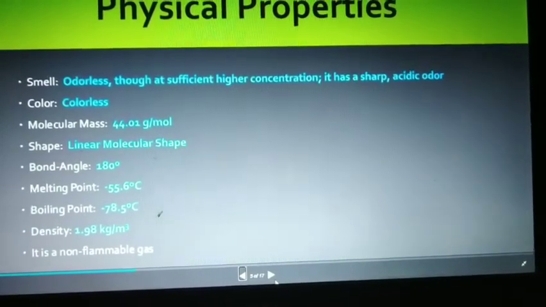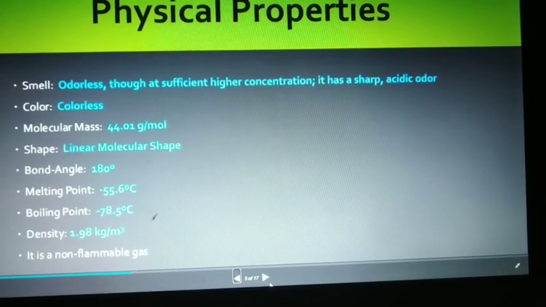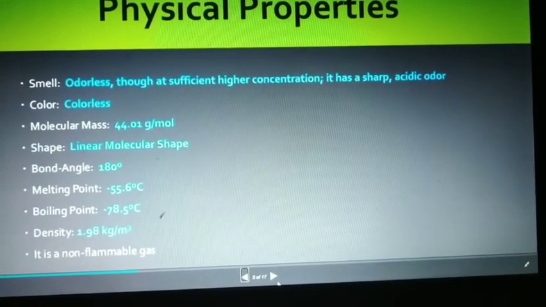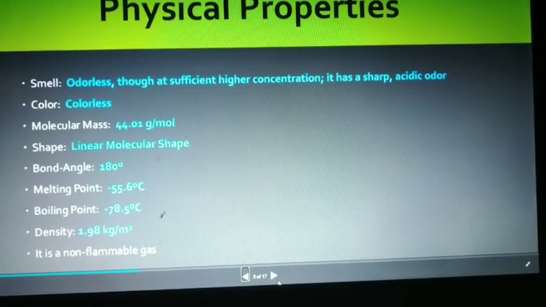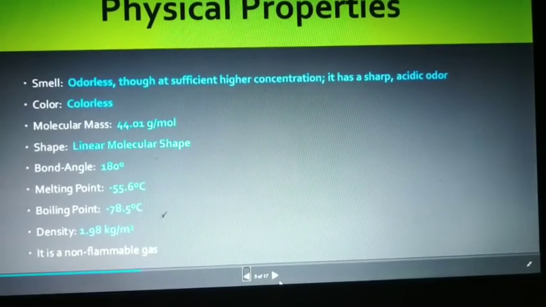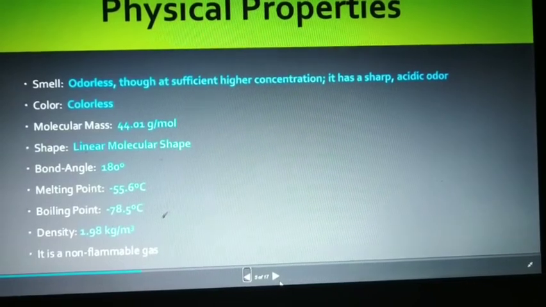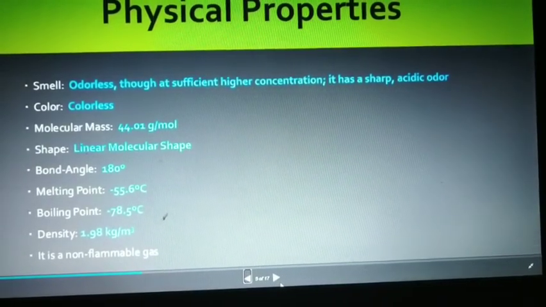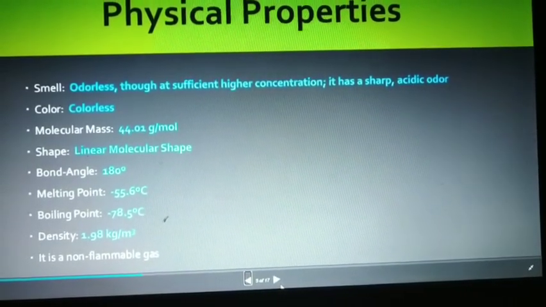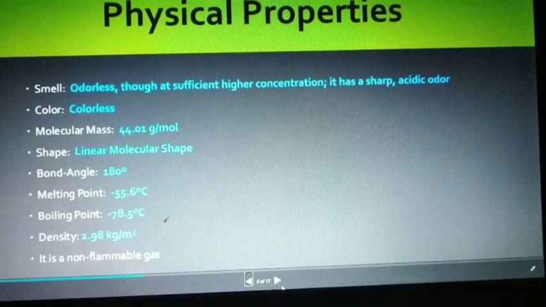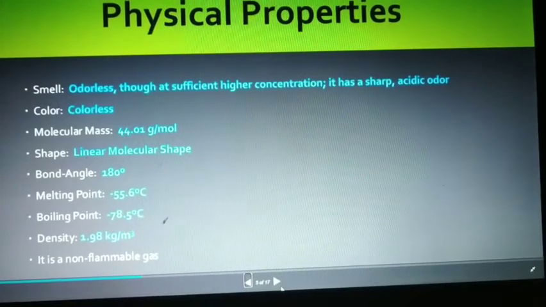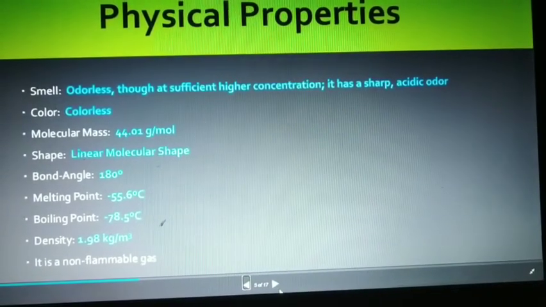The second point in your book is solubility. Carbon dioxide is fairly soluble in water. The solubility of carbon dioxide in water increases with an increase in pressure. So if you apply more pressure to water, carbon dioxide solubility increases. Aerated drinks are solutions of carbon dioxide in water under pressure.